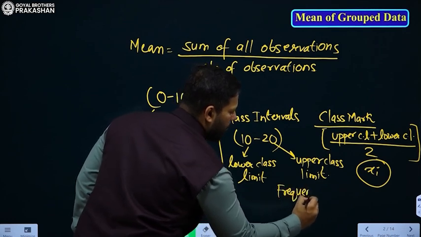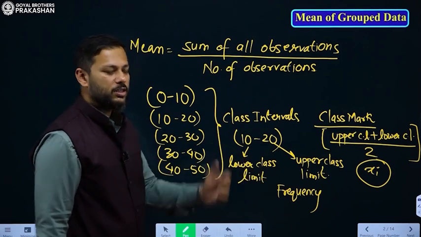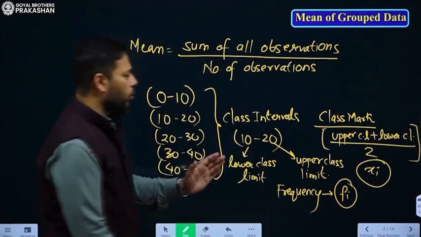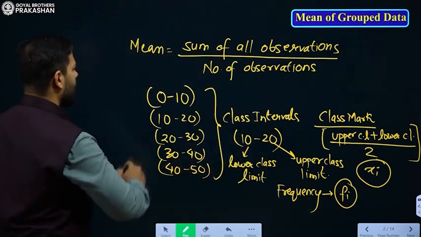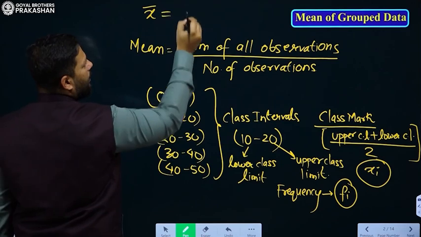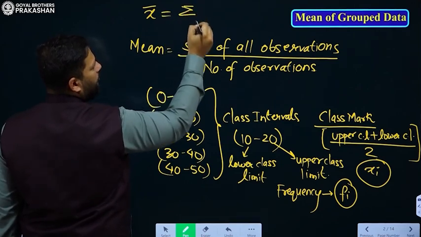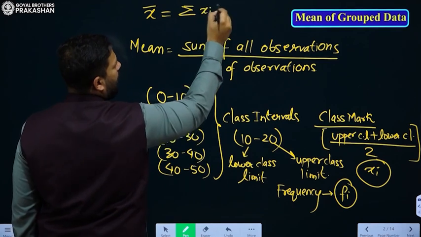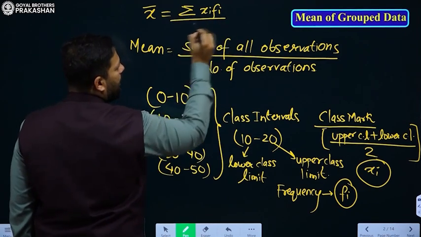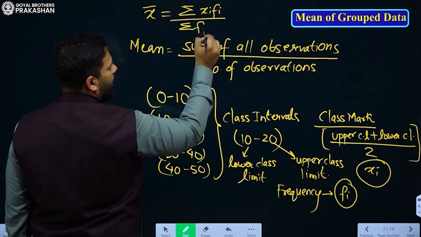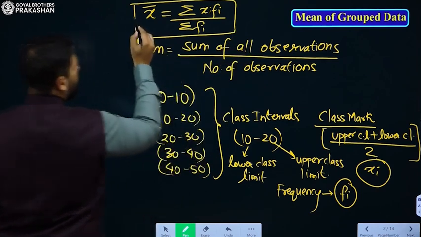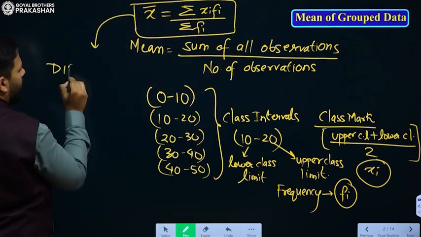Frequency means what? The number of times that observation is repeating itself. So frequency is denoted by fi, and we know what is the formula for finding the mean. Let me write it for you. Mean of an observation is written as x bar, it is the sum of, this is the symbol for summation, so summation of xi multiplied with fi, that means the observation multiplied with its frequency, divided by summation of fi, all the frequencies. So this is the formula for finding out the mean, and this formula comes under direct method.